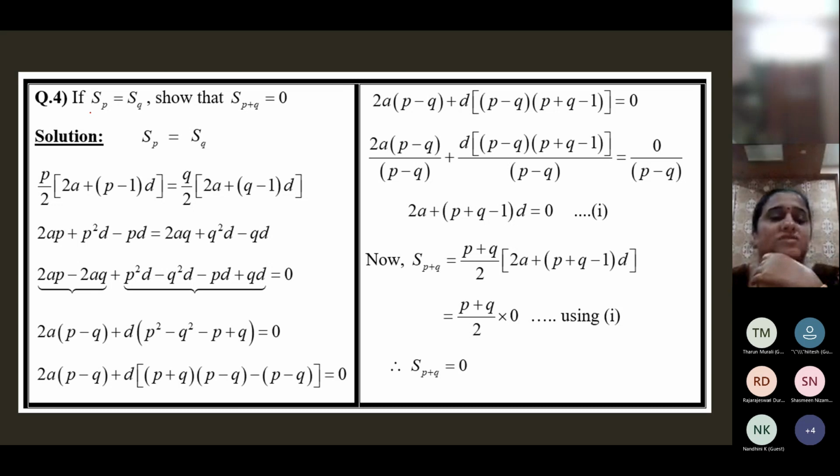In an AP, if the sum of the first P terms is equal to the sum of the first Q terms, then show that the sum of the first P plus Q terms is 0.